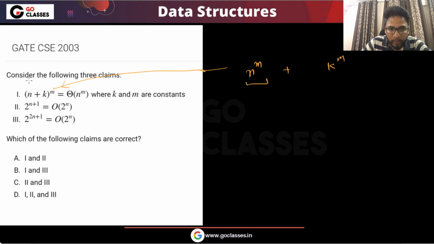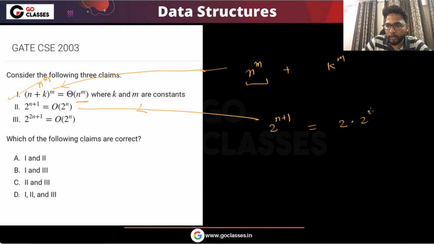So the dominating term here is n^m, and similarly the dominating term here is n^m. So both are actually equal. So yes, this is right. What about this? Can you ignore this constant? Let me just see. Basically it is 2^(n+1), which is as good as saying 2 times 2^n. So you can write this 2 outside, and that's why you can ignore this. That's why both are theta, right? So if theta is possible, then big O is possible. So that is why this is also true, right?